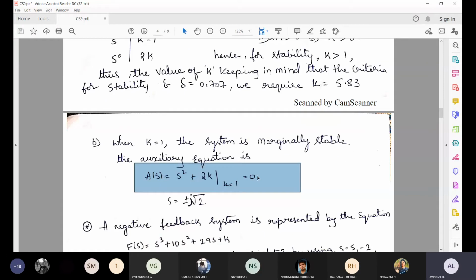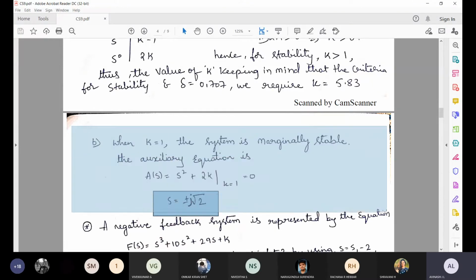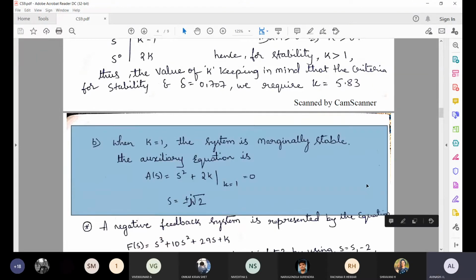Okay, that is equal to 0, we will consider. So s square plus 2k equal to 0. So s equal to plus or minus. Okay, when you substitute k equal to 1, when k equal to 1 means what? S square will be equal to minus 2. When s square equal to minus 2, s equal to plus or minus j root 2. This is the value we are going to get. Is that clear to you? So please make a note of this particular thing, all of you. So if you have any doubt, please ask me.